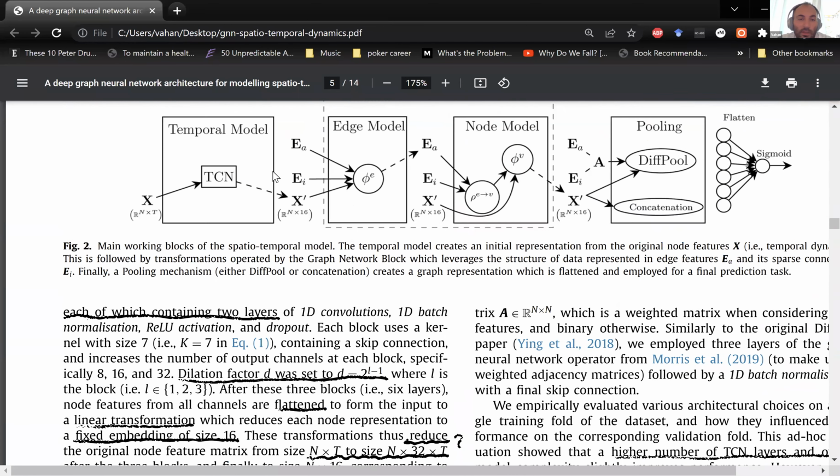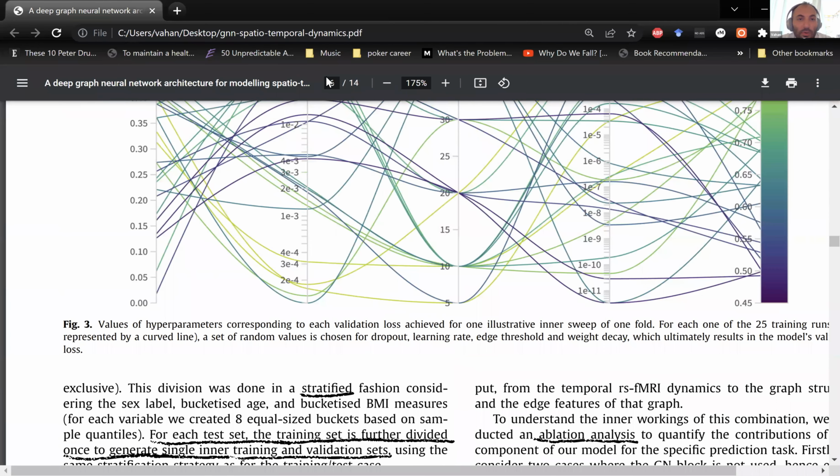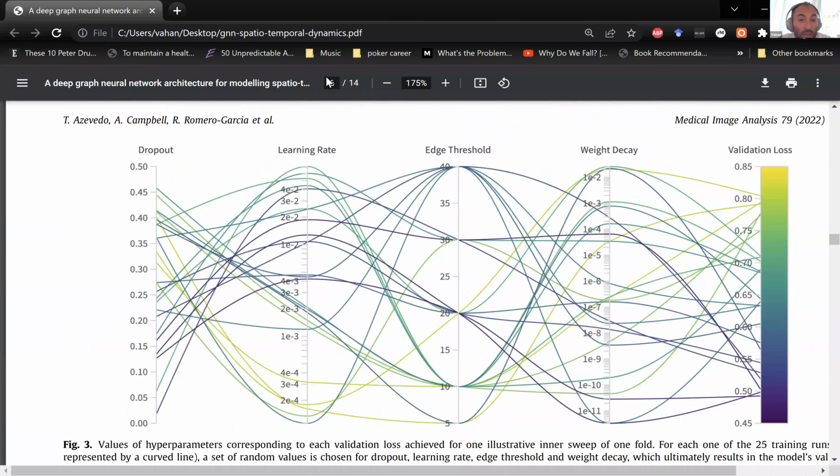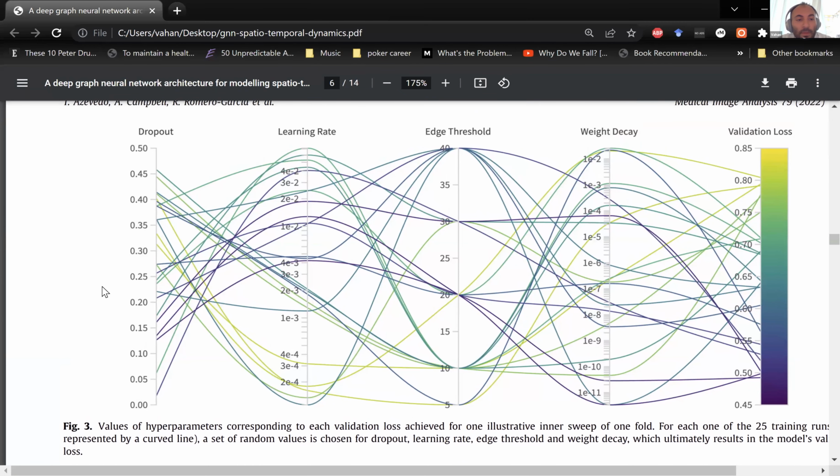This is another. They used Weights and Biases, which is a really cool and currently very popular way of tracking and tuning your models. Basically, they also used it to visualize the hyperparameter tuning. So each line represents one random search. So, you know, dropout value, learning rate, and whatnot.